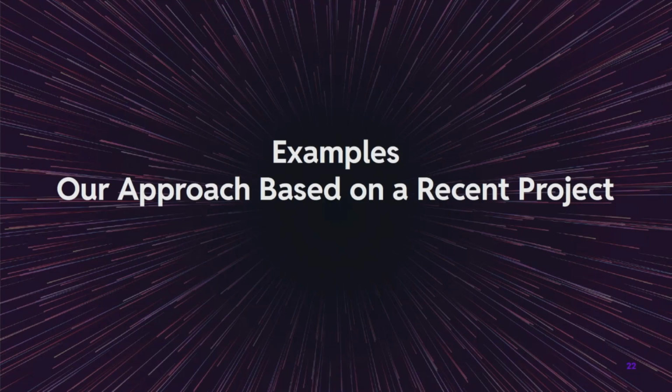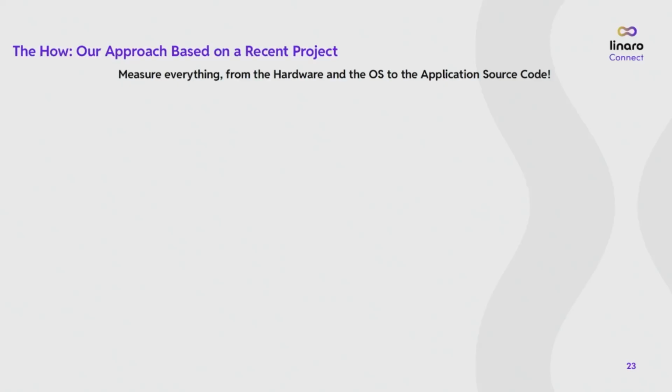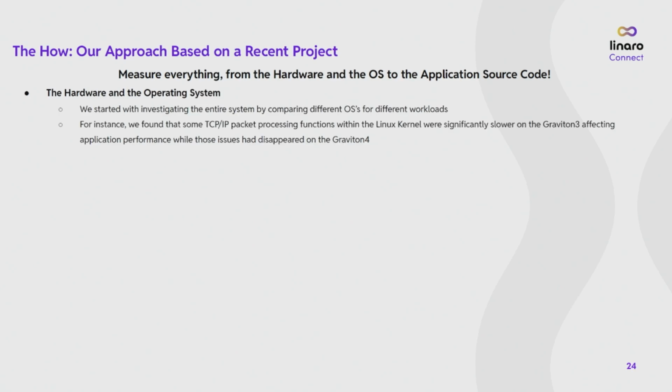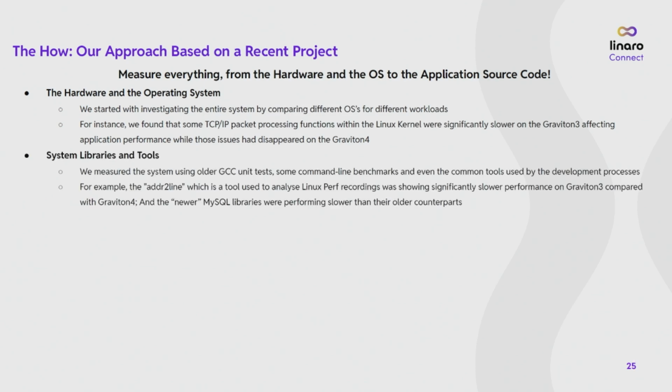so that slows things down. So let's look at a recent project. We had a case where we were porting code, mostly optimized for x86, to AArch64 Neoverse. And we measured everything: hardware, operating system, system libraries, and application. One interesting finding was that there were TCP/IP packet processing functions that were quite slow on Graviton 3, affecting absolutely everything, especially if you have a server application. TCP/IP is pretty important. Graviton 4 addressed all of these. We couldn't do anything with 3. So this is one example.